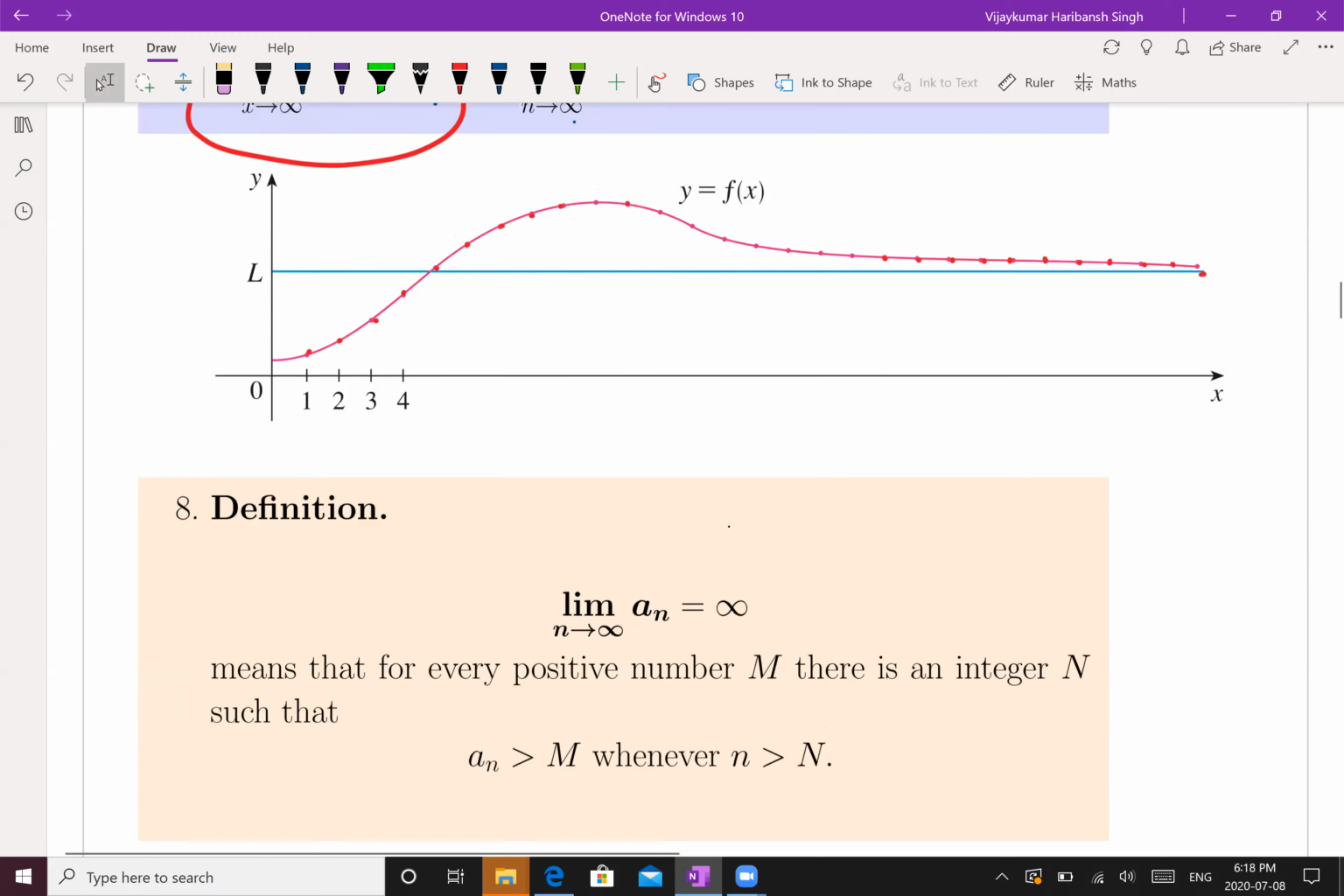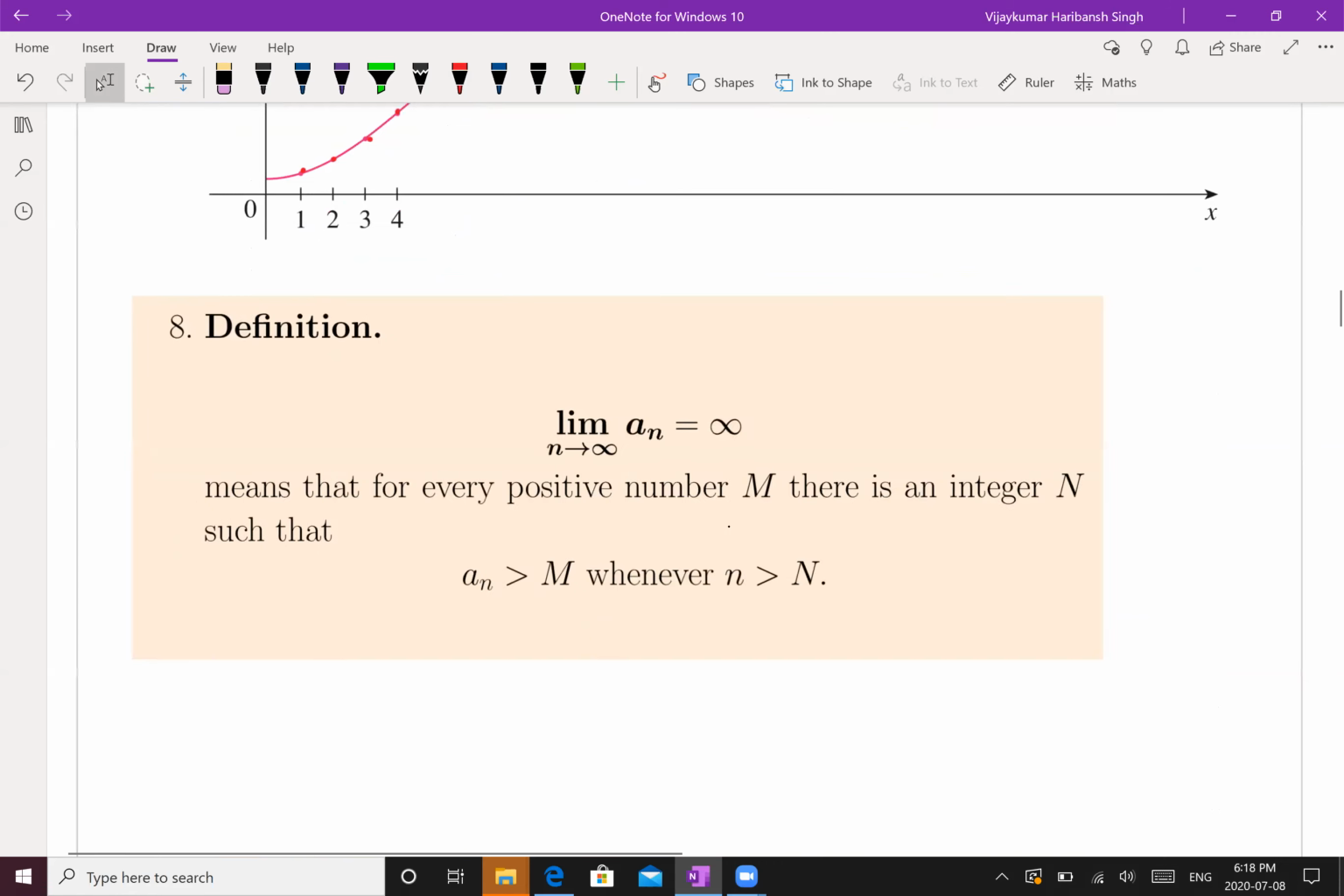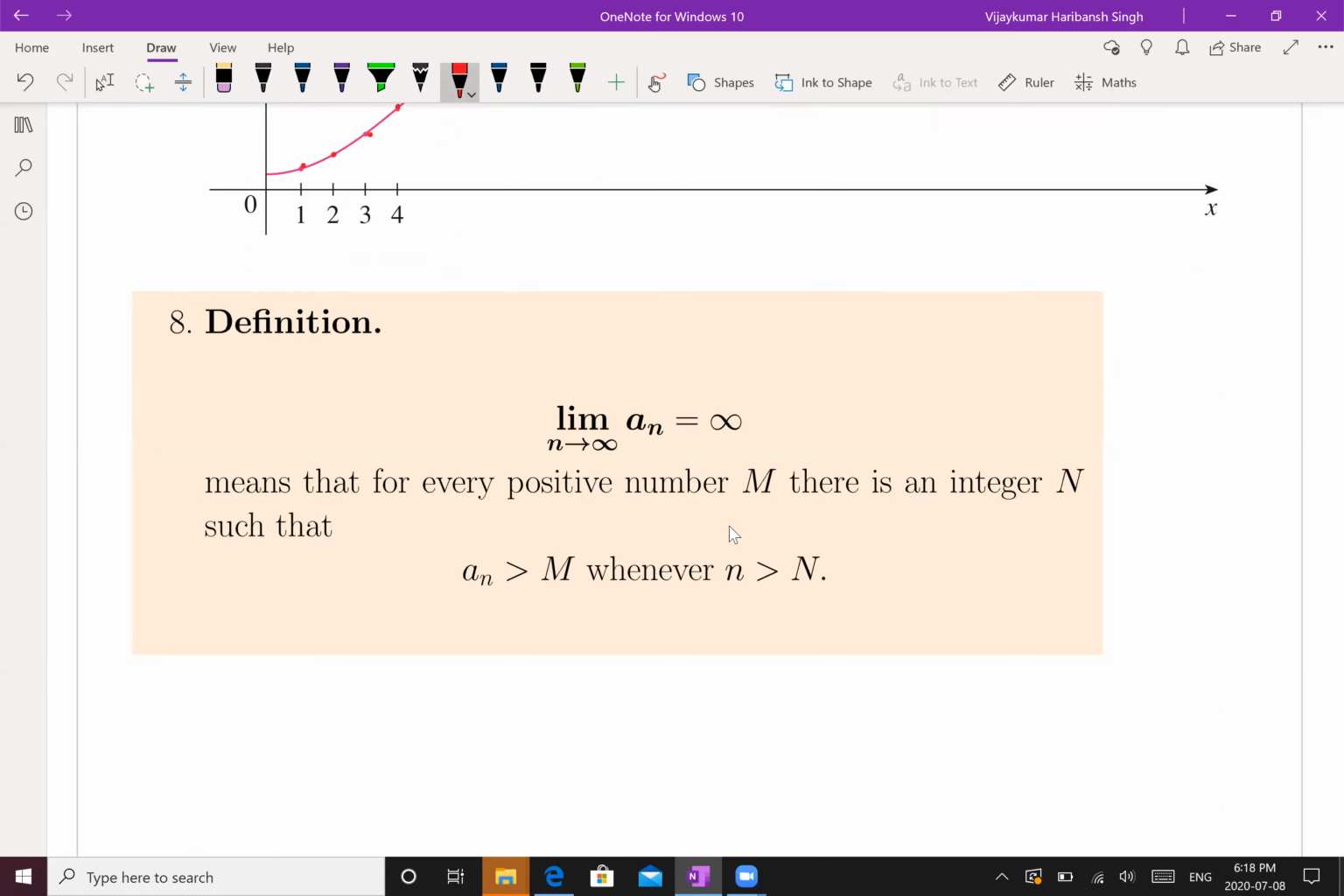Before that, consider the following. We say the limit as n goes to infinity of a_n is infinity if, for every positive M, there exists an integer N such that a_n is greater than M whenever n is greater than N. So this means your a_n is getting bigger and bigger.